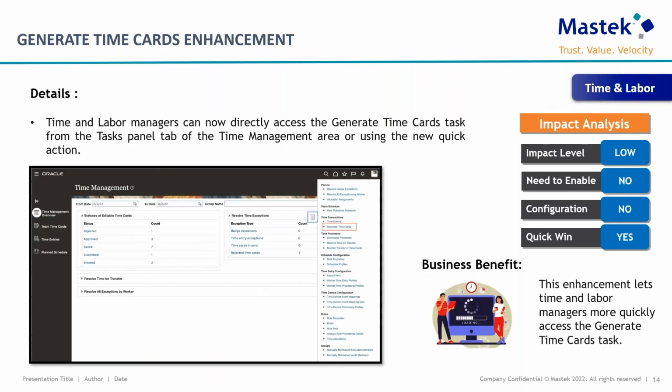Then the next feature is generate time card enhancement. Now we are going to get one link directly on the time management screen from where we can directly generate a time card. Earlier we had to go to other pages where we could generate a time card for an employee, but now we get a direct link. So it will be quicker for HR to generate a time card for employees. Again, there is no configuration, we do not need to enable it. This is a quick win and directly available after 22D features are applied in your instance.